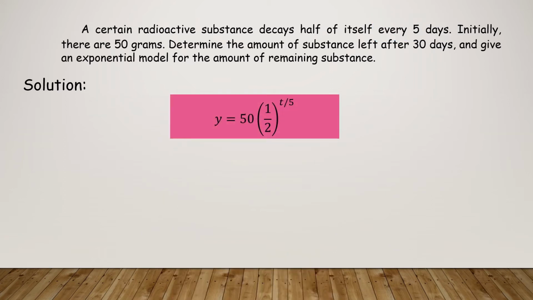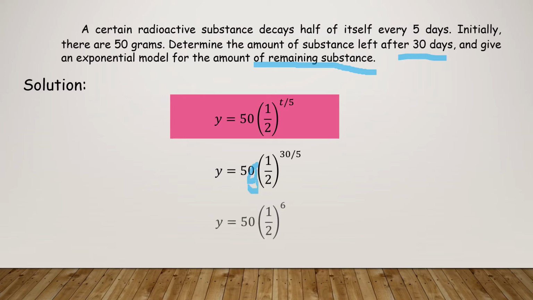Hanapin naman natin ang remaining substance after 30 days. So, using the model na nakuha natin kanina, substitute lamang natin ang 30 sa ating t. Then, we have y is equal to 50 times 1/2 raised to 30 over 5. That is 50 times 1/2 raised to 6. Therefore, may gram dito, y is equal to 0.78125 grams.